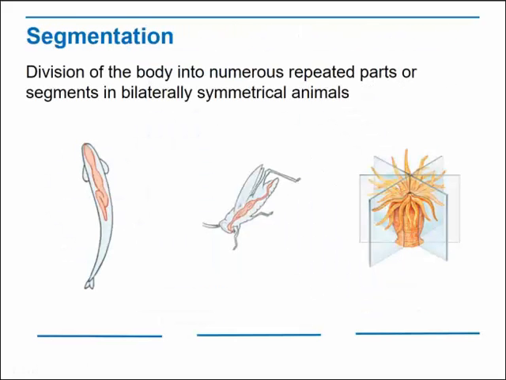As many bilaterally symmetrical animals develop, their bodies become divided into numerous repeated parts or segments. These animals are said to exhibit segmentation. Segmented animals such as worms, insects, and vertebrates typically have at least some internal and external body parts that repeat on each side of the body.